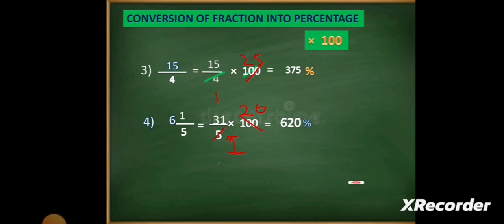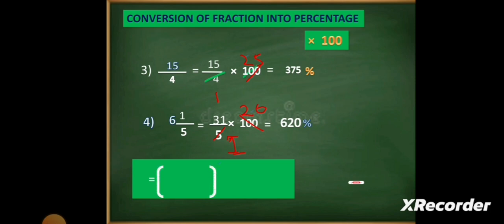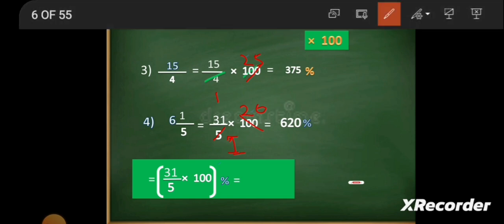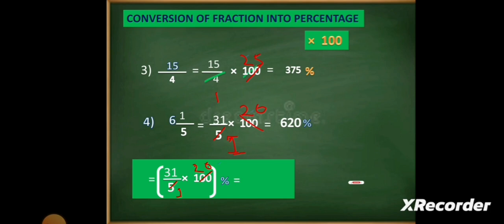We can solve it by another method. We can write 31 upon 5 into 100 in a bracket and then put percent sign outside the bracket. We will cancel the common factor and we will get it as 620%.